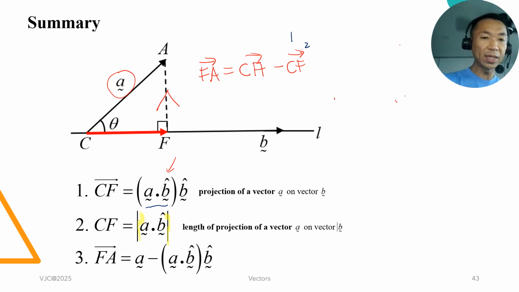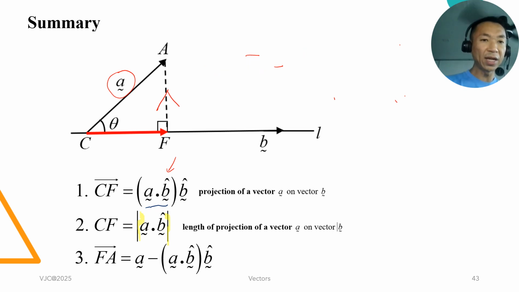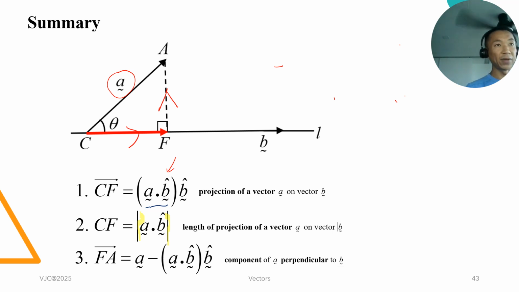Now there's a special name to this. If you take a look at this vector A here, if you study physics, you would appreciate that this A can be resolved into two components. One component is parallel to CF, the other component is perpendicular to CF. So A is made up of this vector plus this vector. I repeat one more time: A is made up of this vector plus this vector. So FA is the component of A that is perpendicular to B. The component of A that's parallel to B is actually CF.